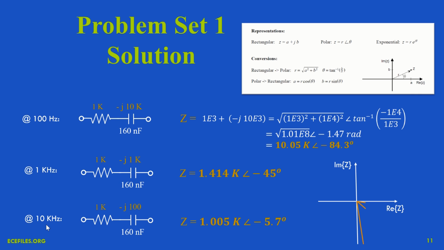How about at 10K? Well, at 10K, the capacitor's impedance has dropped dramatically to negative J100 ohms. And that's now much smaller than the resistance. And when you crunch the numbers out, it comes out that, well, the big guy wins. In this case, the big guy is the resistor, and it's 1K. And the angle is negative 5.7 degrees, and that's not too much different than 0 degrees, which is what it would be for the resistor alone. So this circuit looks a whole lot just like the resistor. That's interesting. These are hopefully some interesting and useful things that you can take home from this problem set.